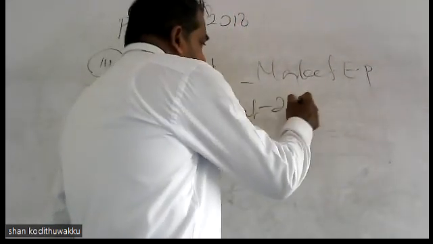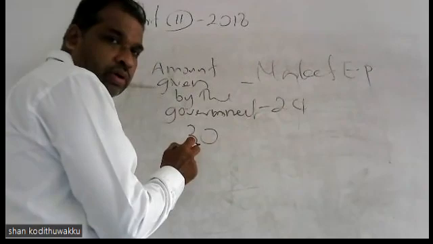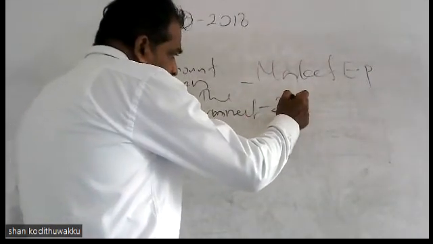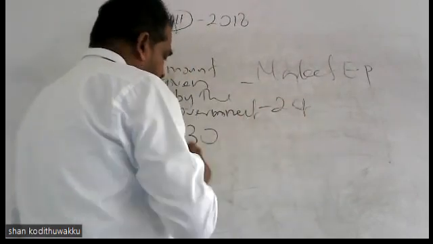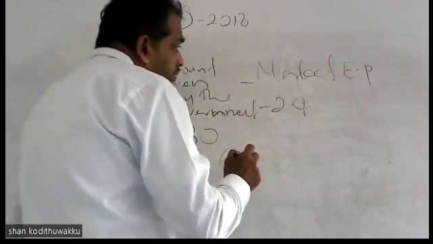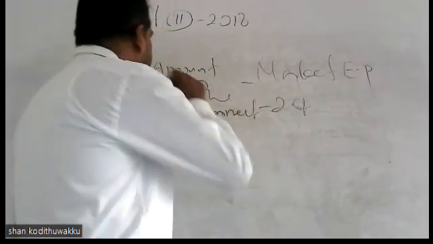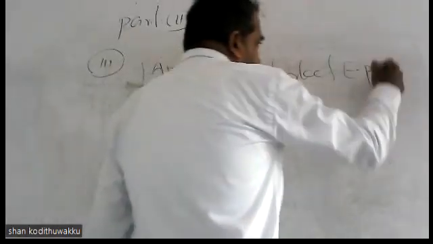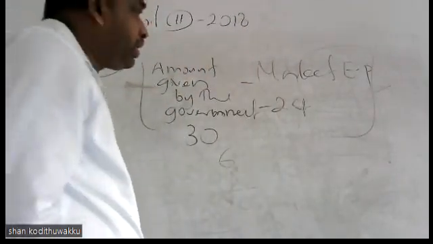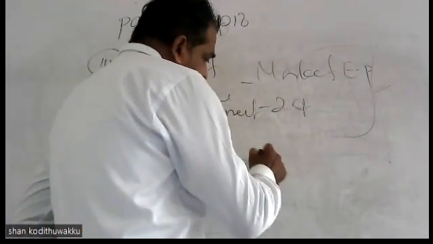That is 24. The 30 is the amount the government is going to pay the farmers, but the farmers are in a position to charge the customers 24. Therefore, 30 minus 24 equals 6. Then you multiply this 6 by the number of units sold. The number of units sold is 110.